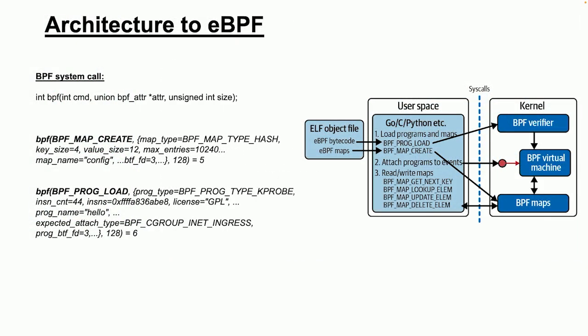So I said that the BPF bytecode gets created, and then it gets loaded in the kernel, right? Now this is happening in the user space. The bytecode gets generated in the user space. How does it get loaded in the kernel? There are system calls which have been created. BPF is a system call, and using the system call, these bytecodes get loaded in the kernel. So either you are creating a map or you are loading the particular bytecode for, let's say, a kprobe event or the tracepoint events.